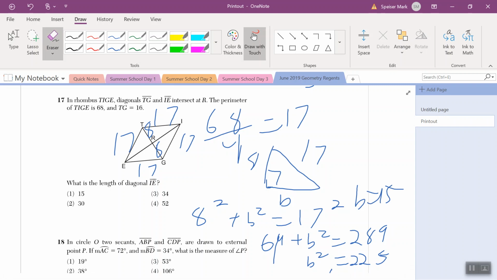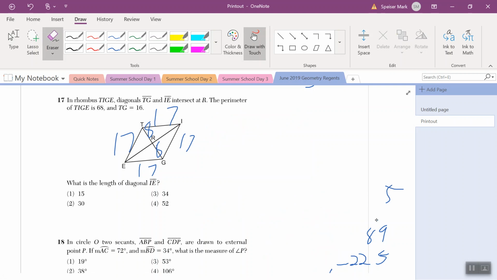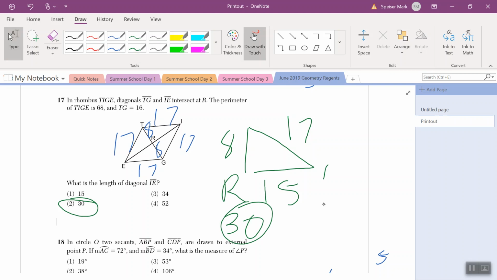Copy down anything you need. Okay, clean that up. So back to our triangle. This is 8. Now we know this is 15. This is 17. So if IR is 15, it makes RE also 15. Together they are 30. Choice number 2.